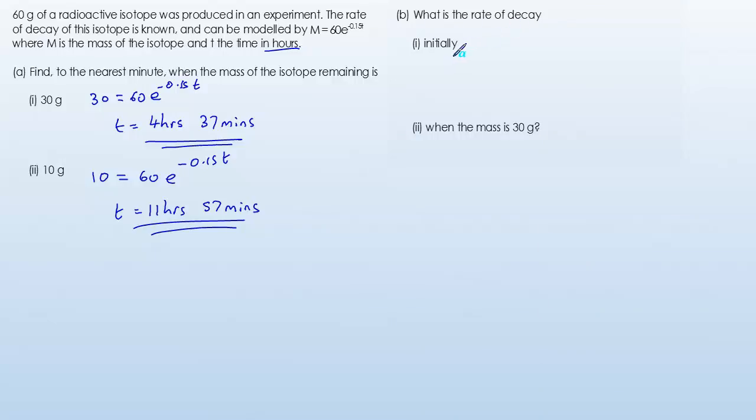What is the rate of decay initially and when the mass is 30 grams? So dm/dt is going to be 60 multiplied by e^(-0.15t). Now that's because the exponential doesn't change when we differentiate, but we now have to multiply by the differential of the inside function.